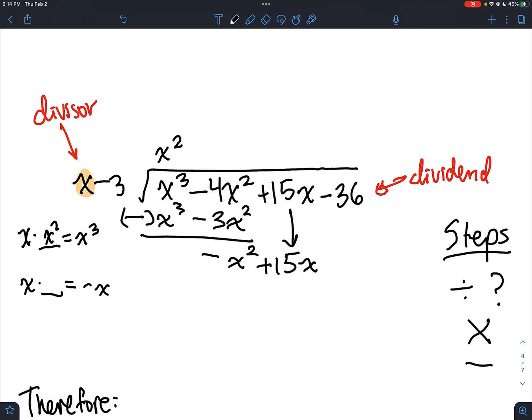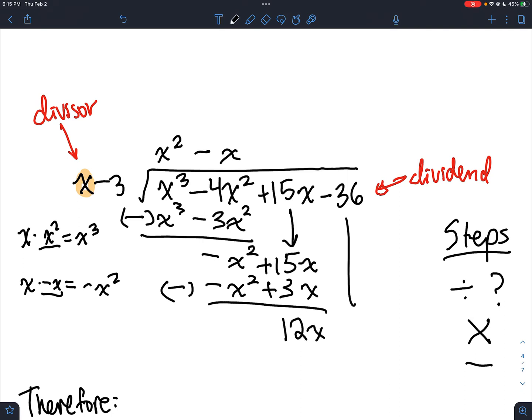And then we ask, what do you multiply x by to get negative x squared? And the answer to that question is negative x. So you put that up here, multiply that, subtract, which the first thing should always cancel. If not, you picked the wrong number or term. So 15 minus 3 is 12.